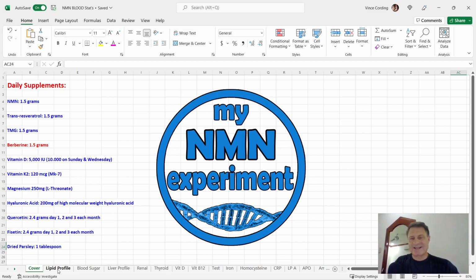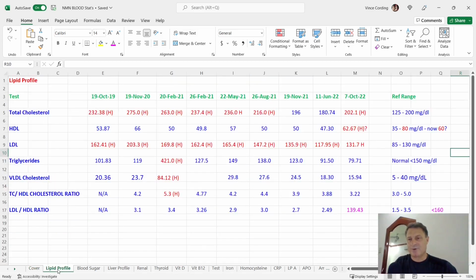As before, as I go through these, I'm only really going to highlight things that are either out of the reference range or are close to one of the limits or have gone back into the reference range or out since the last time. So let's look at my lipid profile.